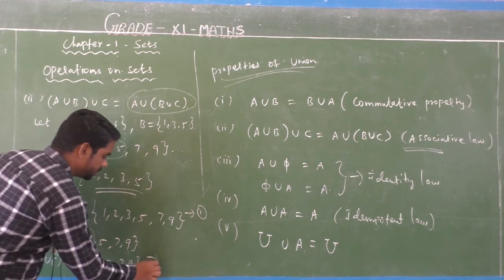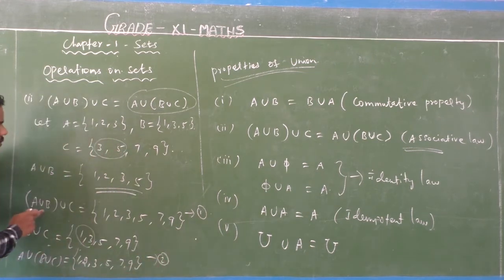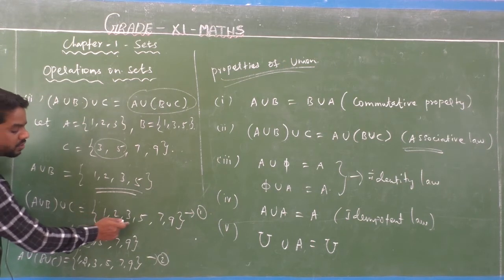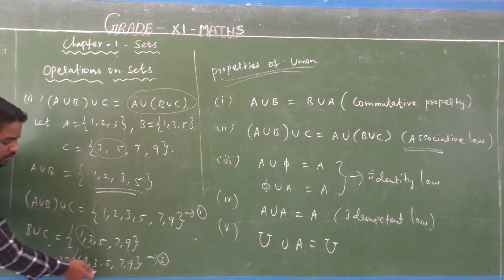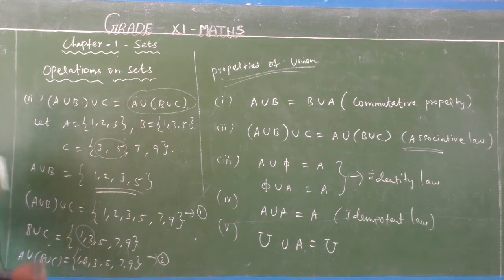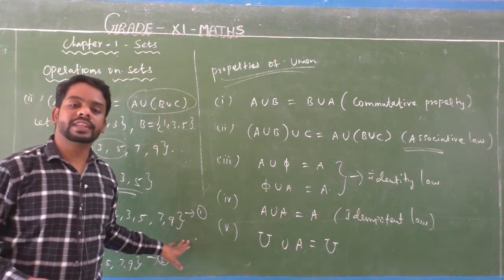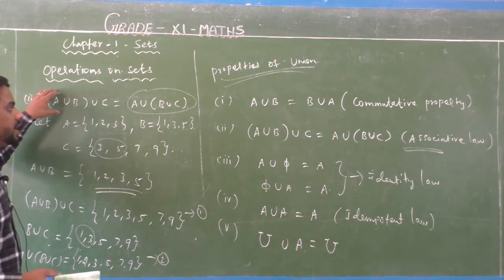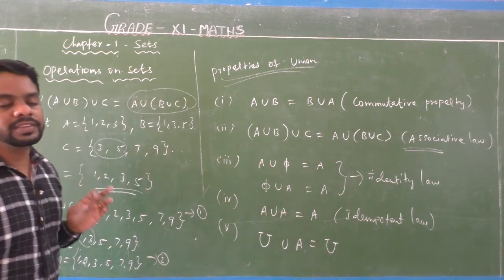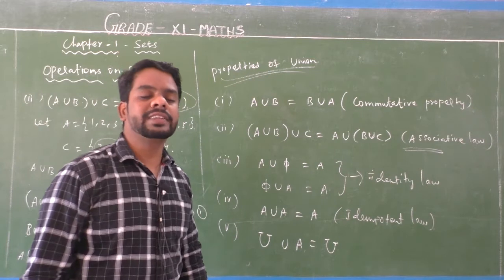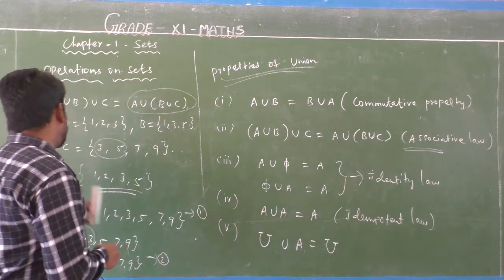Listen, students, compare the two sets. This is equation number 2. A union B union C has elements 1, 2, 3, 5, 7, 9, 6 elements. And the other side has the same elements 1, 2, 3, 5, 7, 9. So equation 1 and 2 are equal, therefore A union B union C equals A union B union C. So associative property is true. Next, identity law.